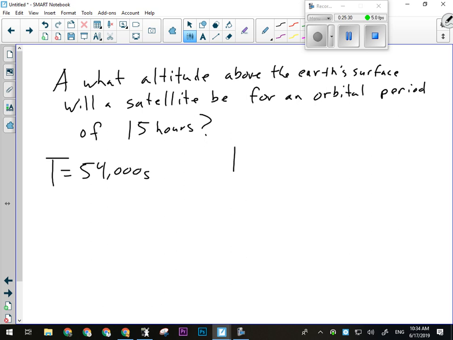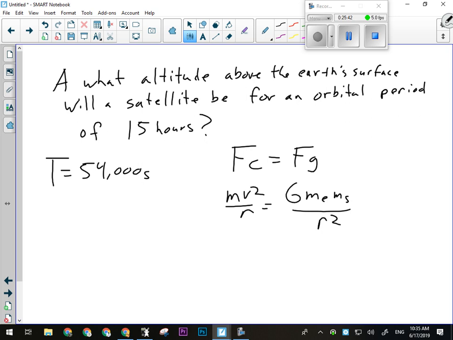Okay, FC equals FG, right? mv squared over r equals big G times the mass of the Earth times the mass of the satellite over r squared. Don't have V, don't have r. What do I need to do here? I have to substitute. So I'm going to do this 2 pi r over t thing. I'm going to square all of that, and I'm going to plug it in for V.